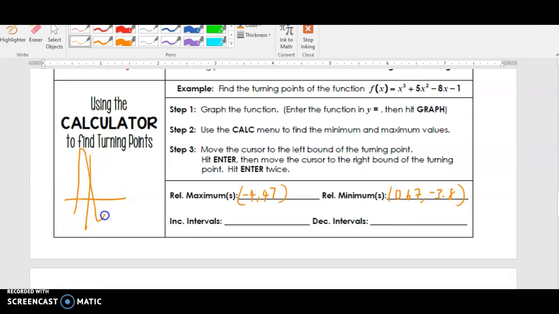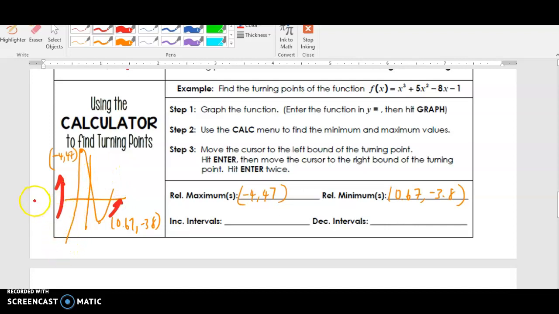It was way up high and somewhat like this, isn't it? So this point is -4 and 47. And this particular point is 0.67 and -3.8. So now we can actually see where the graph is increasing. As I was telling you earlier, the graph is increasing this way and this way, right? So it is increasing from negative.